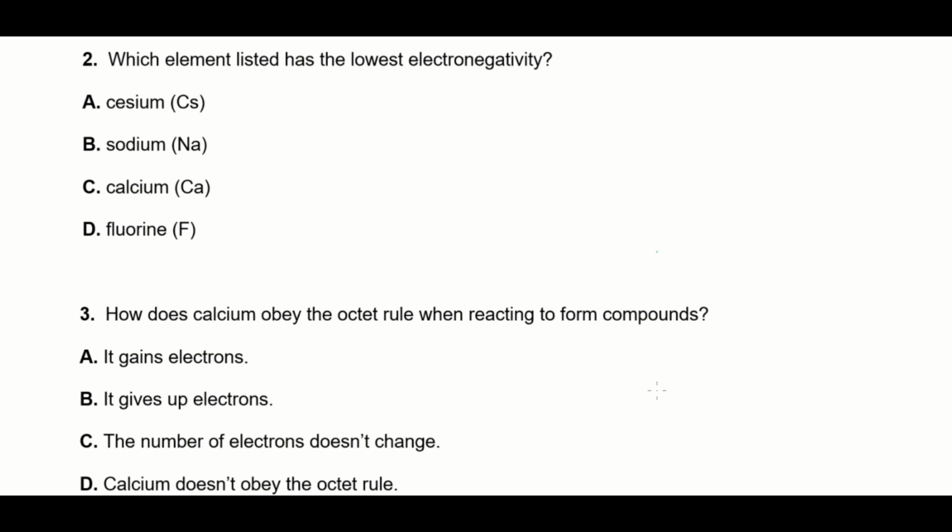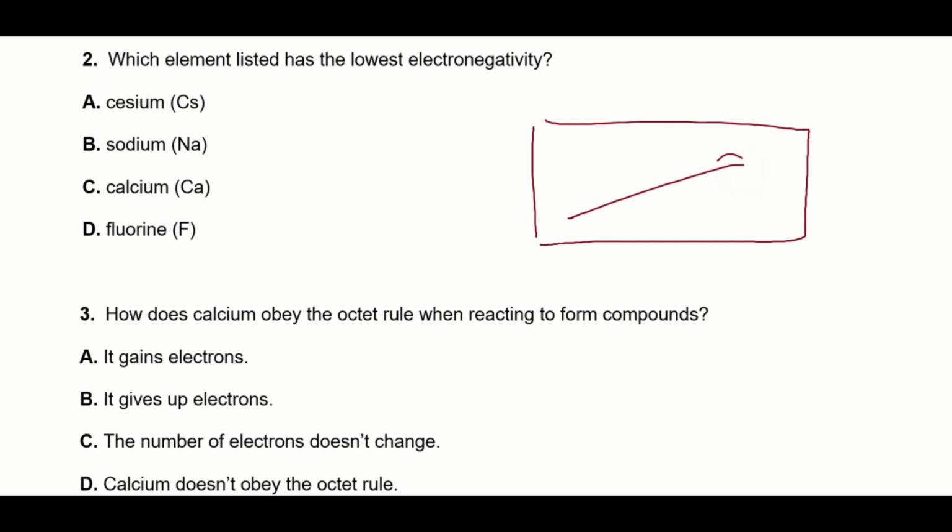All right, moving on. Electronegativity is an atom's attraction for shared electrons when it's in a molecule, and that increases up and to the right until you get to fluorine, right? And this one is asking which one is the lowest. So your answer is going to be down here, and that's going to be cesium.